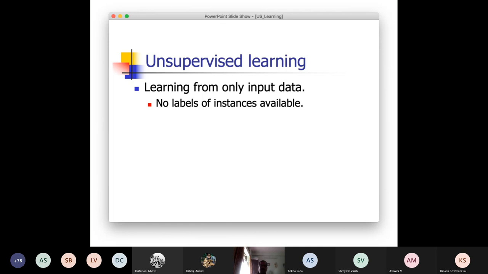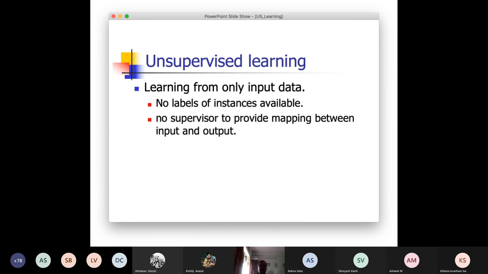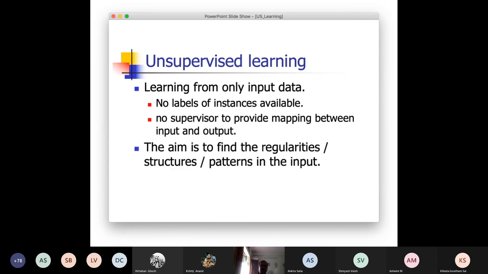So as I mentioned, no labels or instances are available. So there is no supervisor to provide you the mapping between input and output. So what is the objective here? The objective here is to find the regularities, structures, or patterns in the input. Which means you are trying to find groups or partitions in the input data which have certain kinds of similarities or some kind of regularities in them.